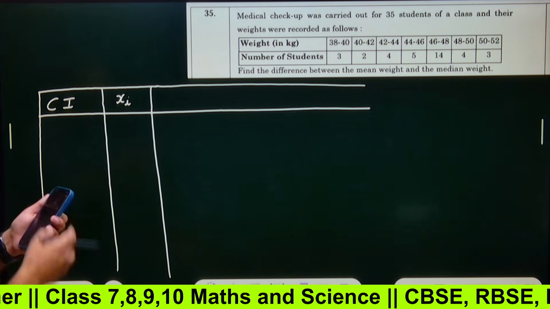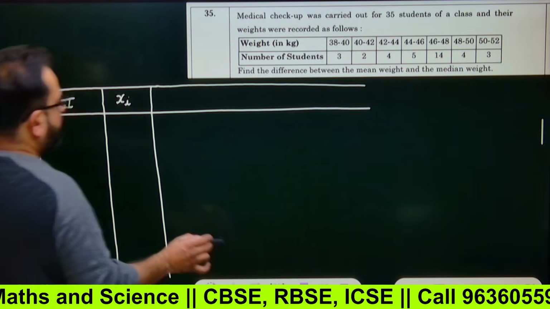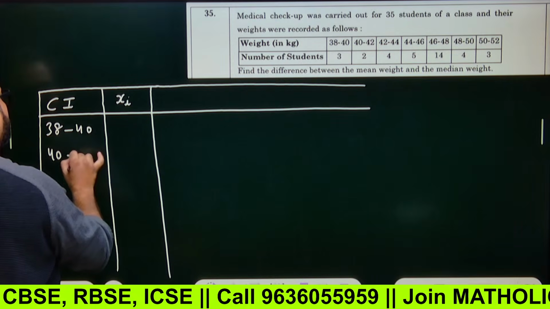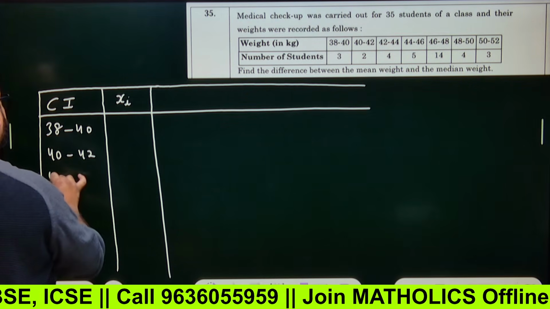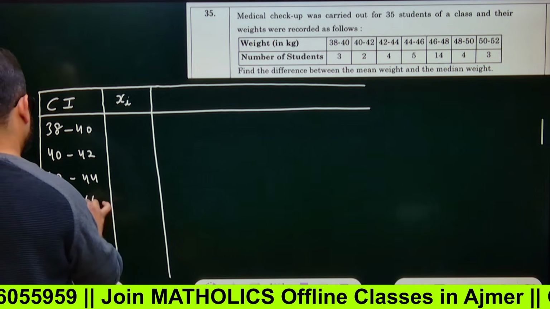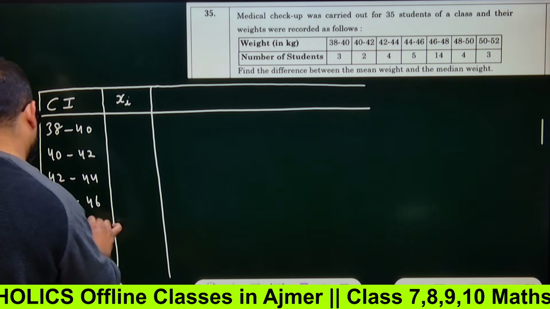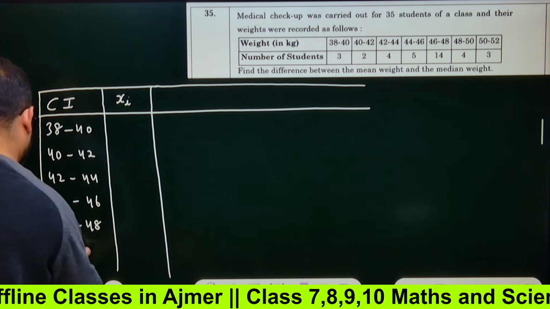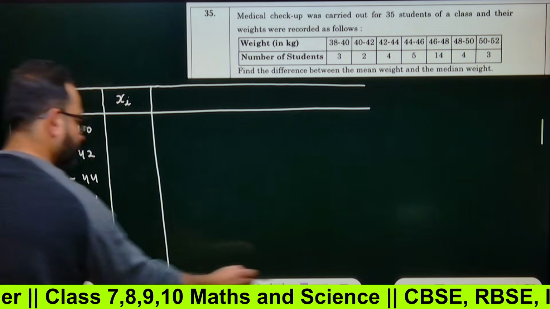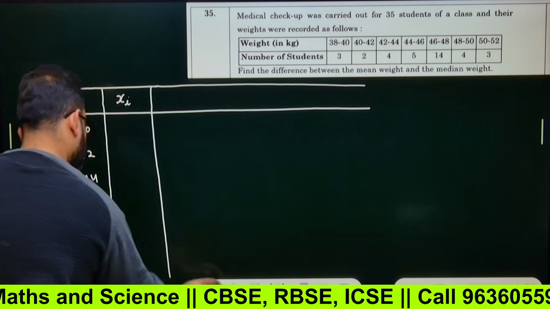What is the formula for mean? Anyone in the comments? So what is the class interval? 38 to 40. Next it is 40 to 42. Next it is 42 to 44. Then it is 44 to 46. Then 46 to 48. 48 to 50. And last one is 50 to 52. So this is the question.